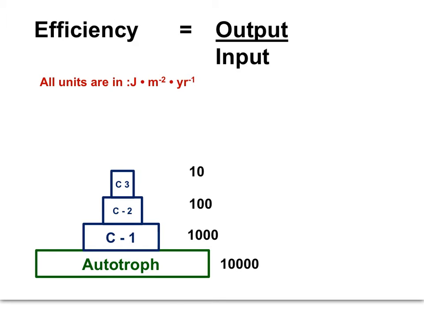You can quickly see in this productivity pyramid that the efficiency of energy transfer from any one level to another is 10%. 10% is a general estimate of efficiency in energy transfer from one trophic level to another. Actual efficiency values will vary depending on the types of organisms involved.